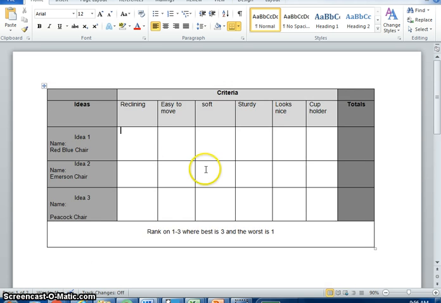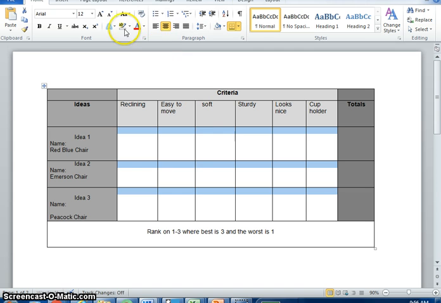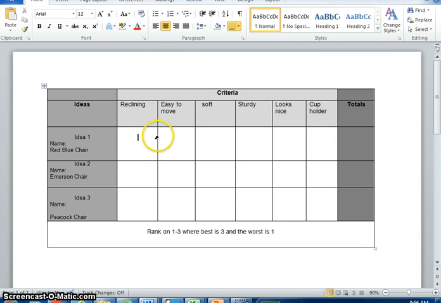Okay. So let's put this in here. Let's do this. We need to know what the chair is. I know we're trying to do our best. Okay. So we're going to give the red blue chair a 3. We're going to give the Emerson chair a 2, and we're going to give the next chair a 1.